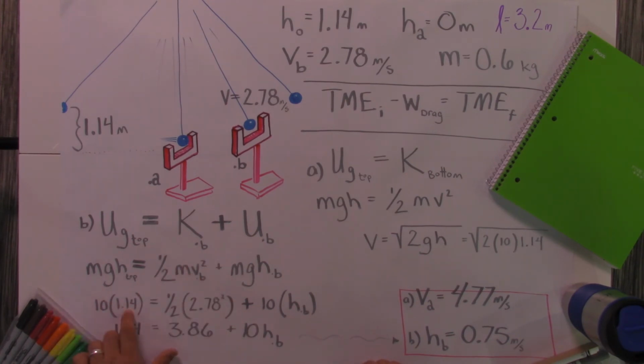I plugged in all the numbers, I plugged in the height, plugged in the velocity, and I solved for the height of the second photo gate, and that comes out to be 0.75 meters.